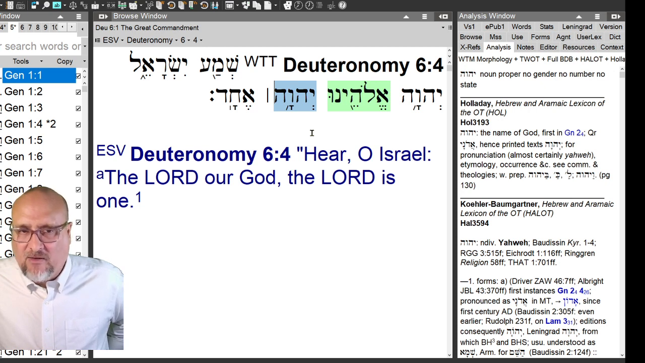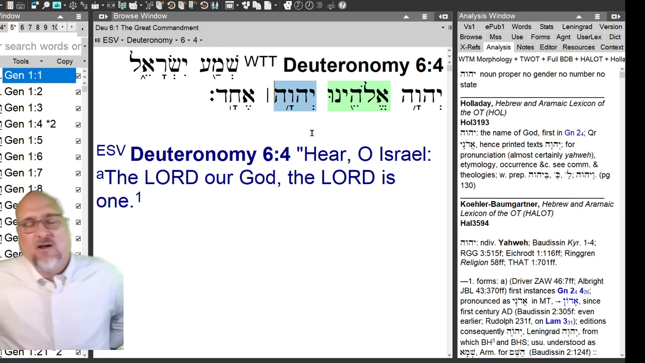And literally that says in Hebrew, or the spoken is, my lords, our gods, my lords is one. That's what the spoken Shema literally said.